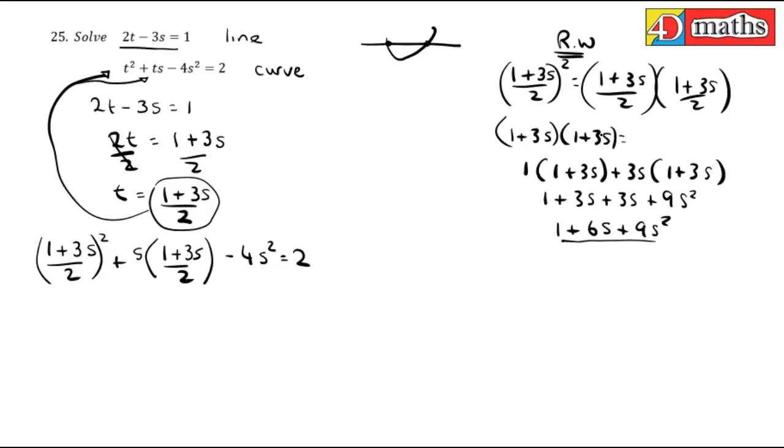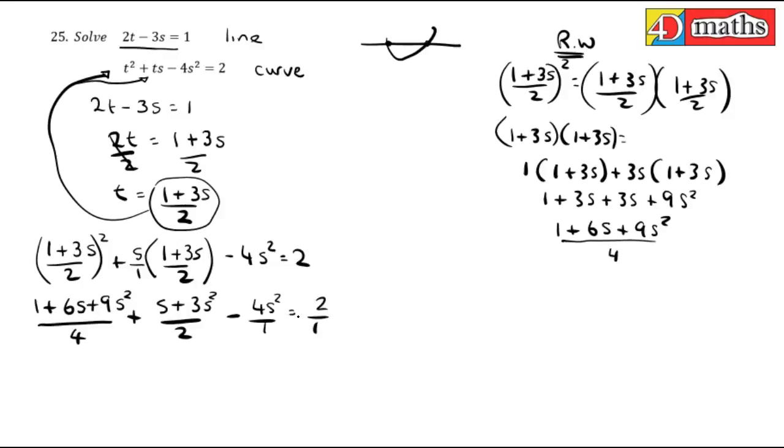Now that's all over 2 by 2, which is 4. So that goes in over here. 1 plus 6s plus 9s squared over 4. Multiplying the s here, well, that's s over 1, so top by top. So it's s plus 3s squared all over 2, minus 4s squared over 1 equals 2 over 1.